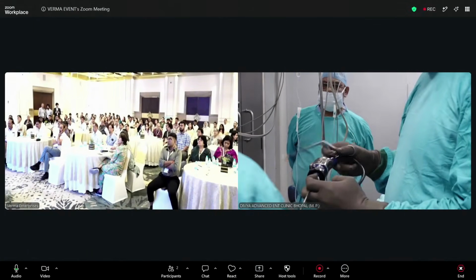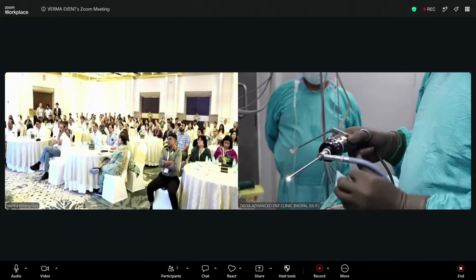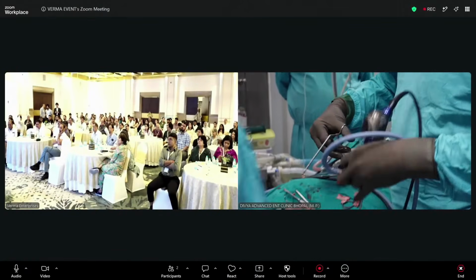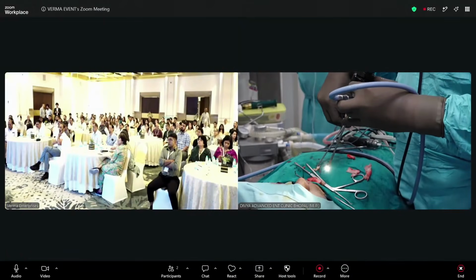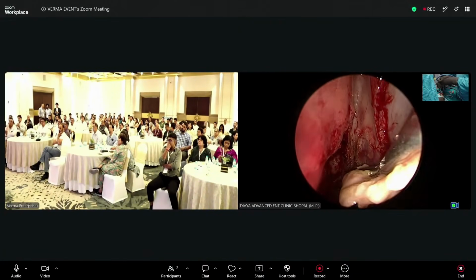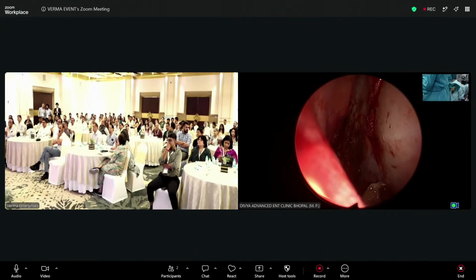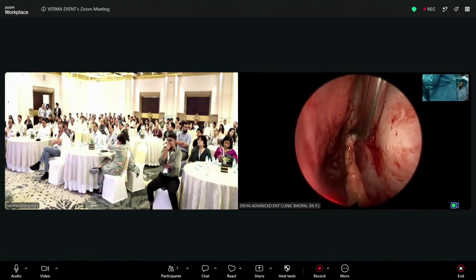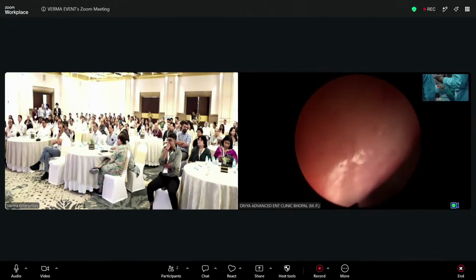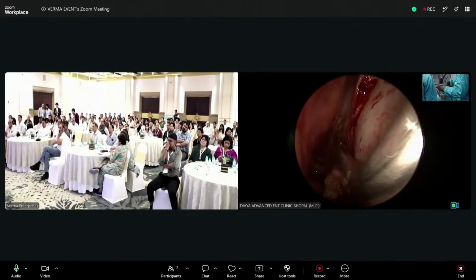Let me show you. See the region of the cribriform. This is the first material to come in contact with the skull base.